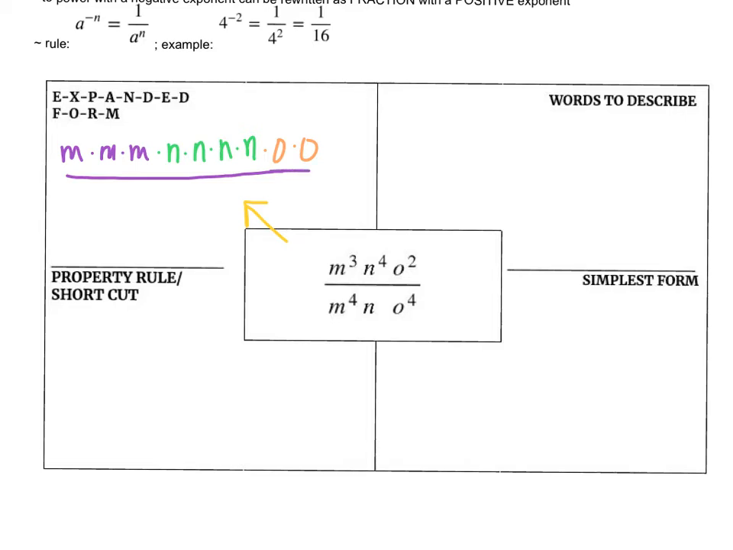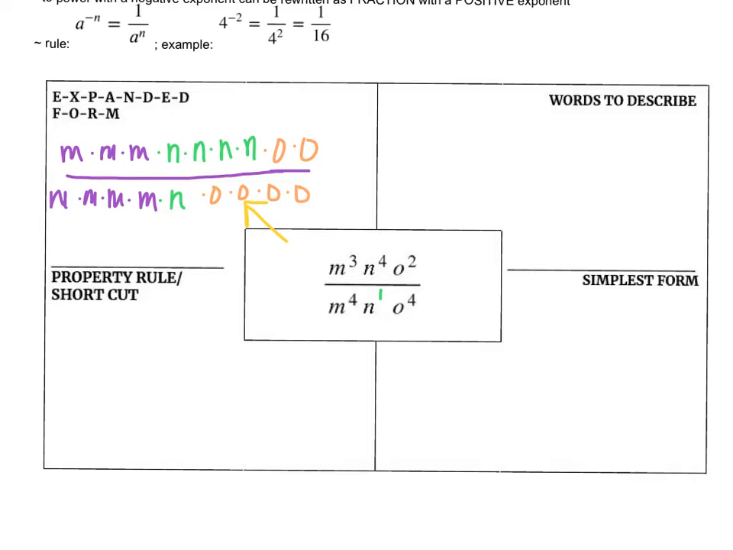Okay, let's expand it in the denominator. So beginning with our m's, m to the fourth power, m times m times m times m, looks like that if we expand it. And n, now notice it's just a plain old n. Okay, so that means there's just one of them. So we are allowed to put the invisible exponent in of 1. And sometimes that's helpful when we're doing the shortcut of the rule. Okay, moving on to our O's, there's 4 O's. O times O times O times O.